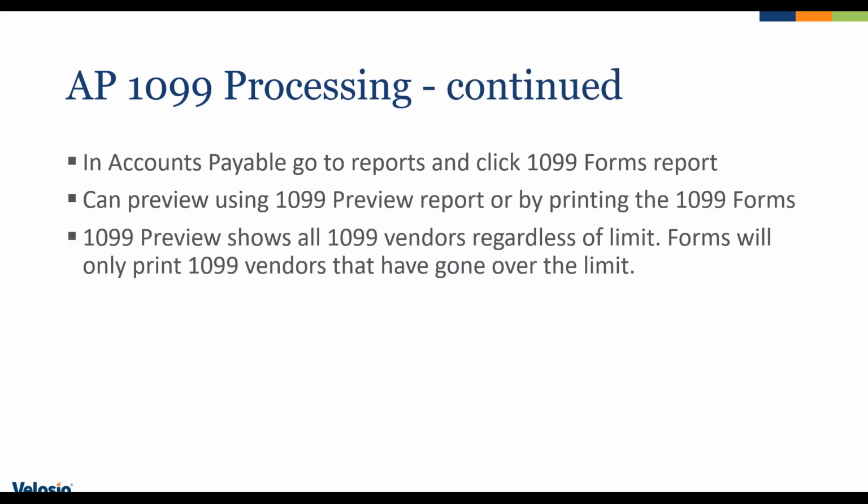In the Accounts Payable module, you go under Reports, and you'll see the 1099 Forms report there. I mentioned before, you can preview using the 1099 preview. Just be aware that's all vendors regardless of the limit. The Forms report itself can be printed as many times as needed. It's not a one-and-done type thing. I think that's all on that one.